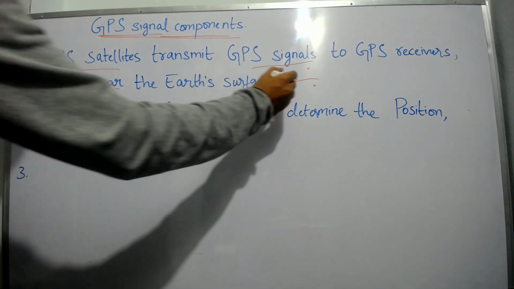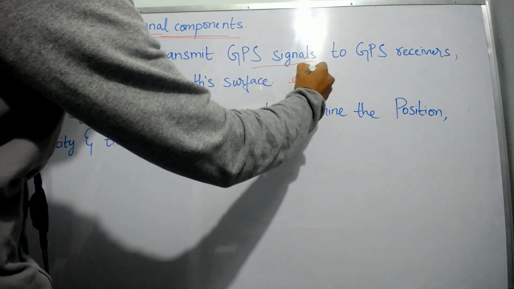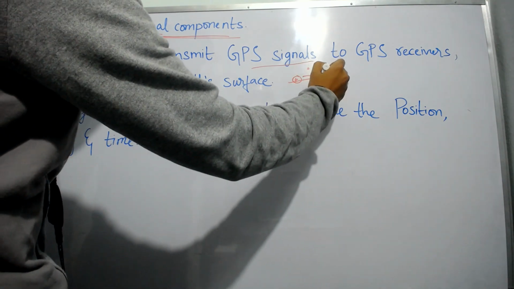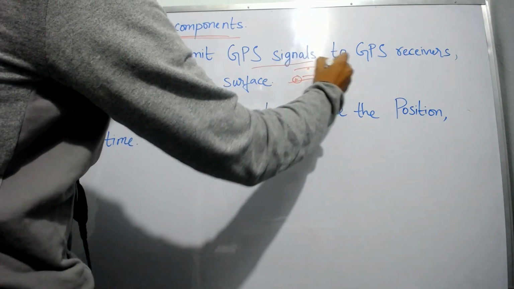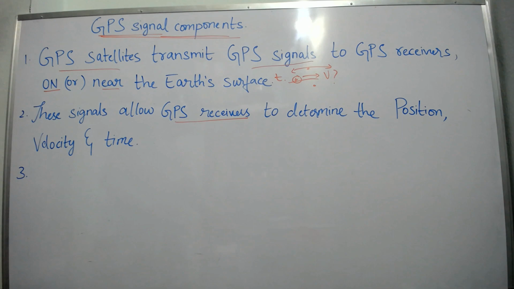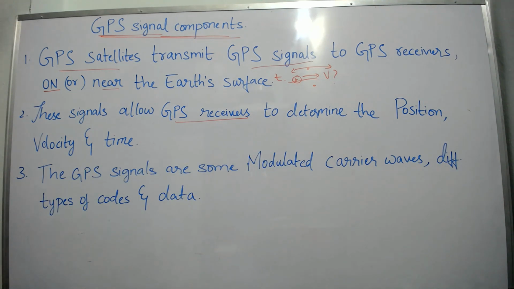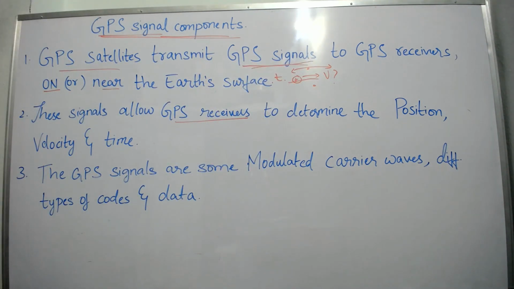The position of the receiver, if the receiver is moving, its velocity, as well as time. The GPS signal will determine all these things. Moving on to the third point, we are talking about the GPS signal. So what does this GPS signal contain?